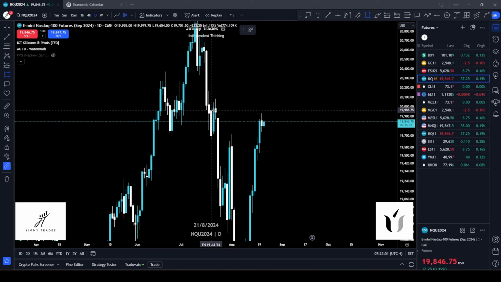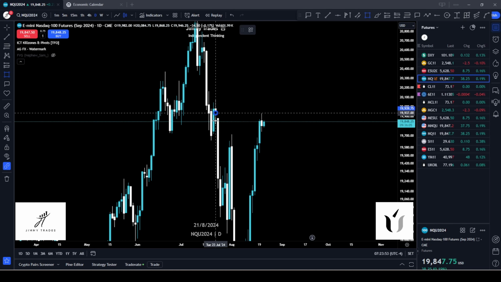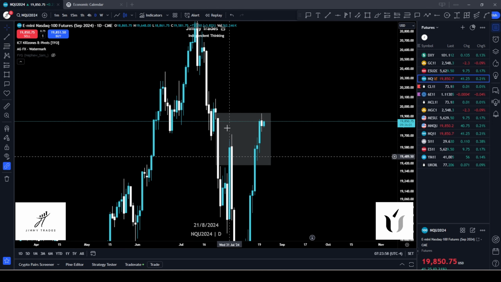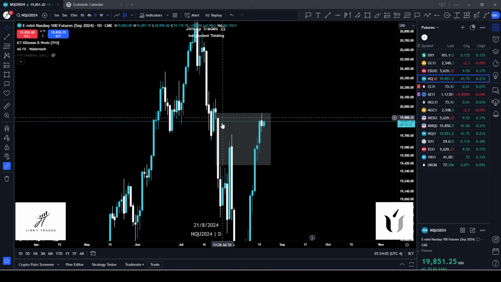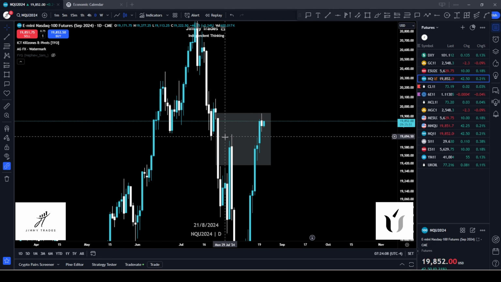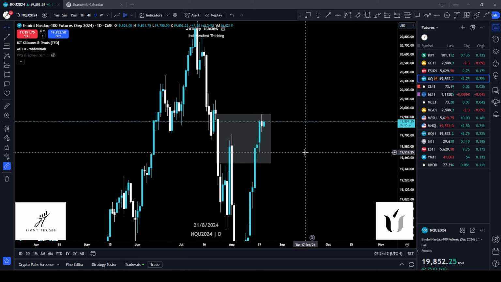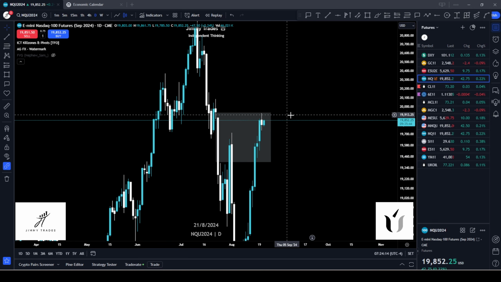So here we see NQ has filled this bearish FEG, and when you have a volume imbalance, for me, I include that in the FEG. So price has filled that.